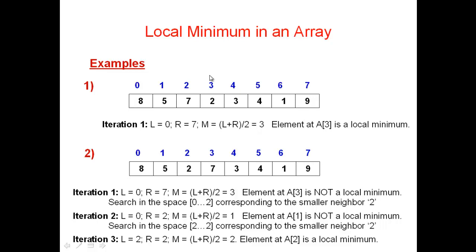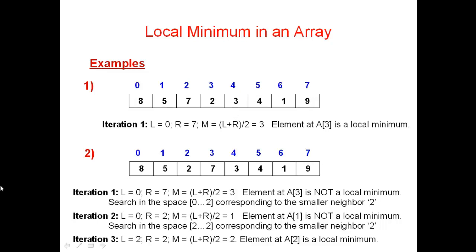Once we reach a middle index, we'll check whether the value at the middle index is less than both its elements to its left as well as to its right. So in this case, at middle index 3 you have 2, and 2 is less than both its left and right values, which are 7 and 3. So we stop right there and declare 2 to be a local minimum at index 3. So that's it. We don't need to go through the rest of the iterations.